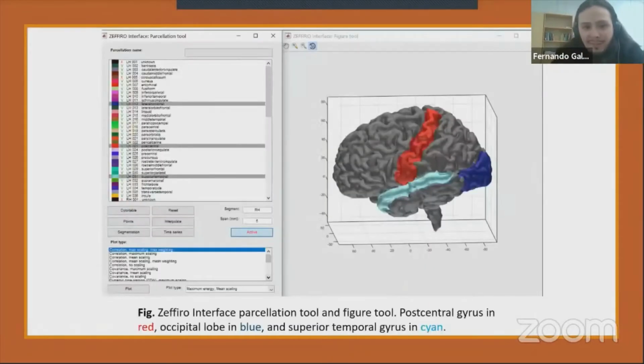Now, this is a screenshot of Zephyro. During my studies, I conducted this experiment on these three highlighted sections: the postcentral gyrus in red, the occipital lobe in blue, and the superior temporal gyrus in cyan.